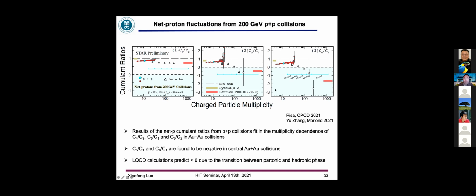That may indicate that something interesting happens in central Au+Au collisions. We also compare this pp result to PYTHIA calculations, which show some deviation. The lattice calculations are also shown in this plot; with large error bars, they are consistent with the experimental measurement.